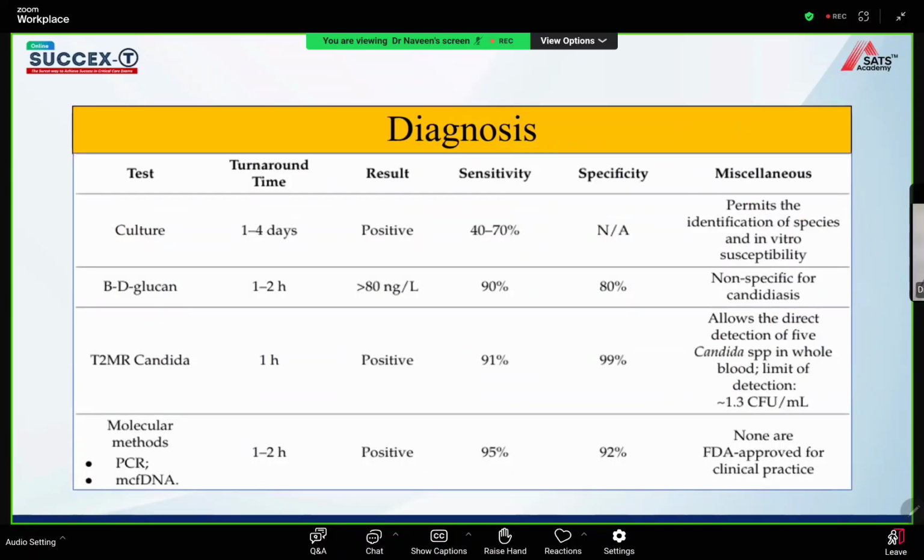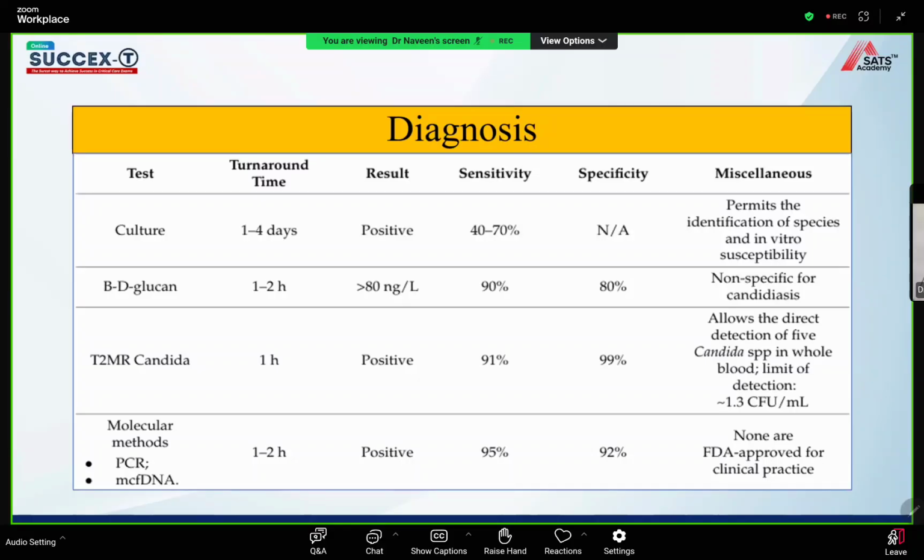And the diagnostic tests are of two types: culture-based tests and non-culture-based tests. Culture-based tests per se require more turnaround time, and the sensitivity is less. These disadvantages are overcome by the non-culture-based tests like beta-D glucan, T2MR Candida, and molecular assays like PCR and microbial cell-free DNA.